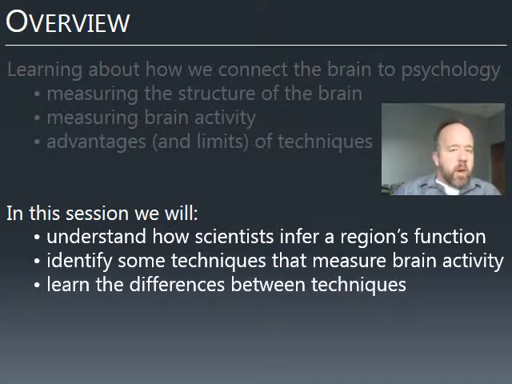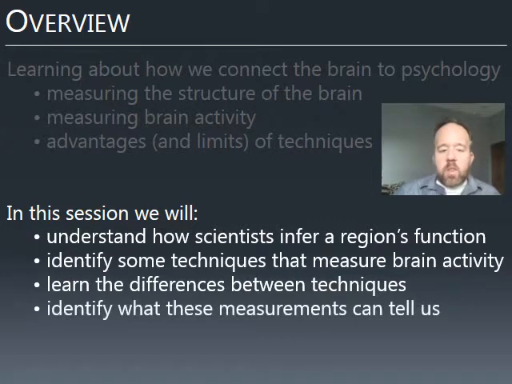One of the differences between techniques: not all techniques are the same. Again, they have pros and cons. And so we'll compare and contrast a lot of these different methods for measuring the brain. And then we'll also talk about what these measurements can actually tell us. What conclusions can we draw from a set of data? What conclusions can we not draw?